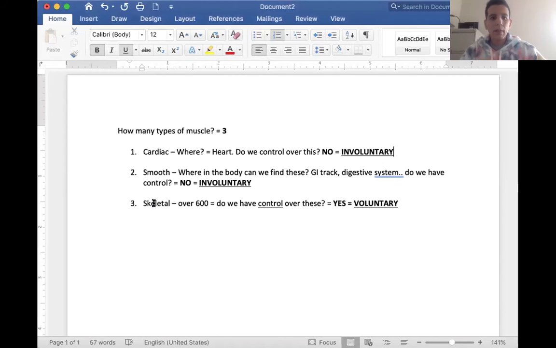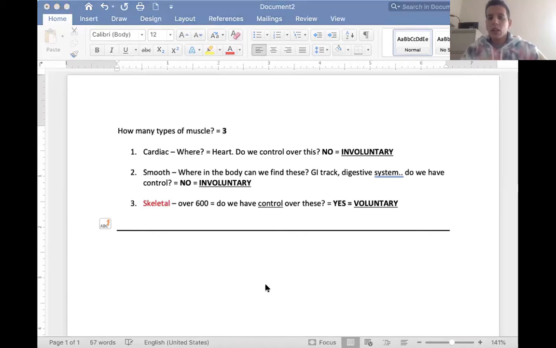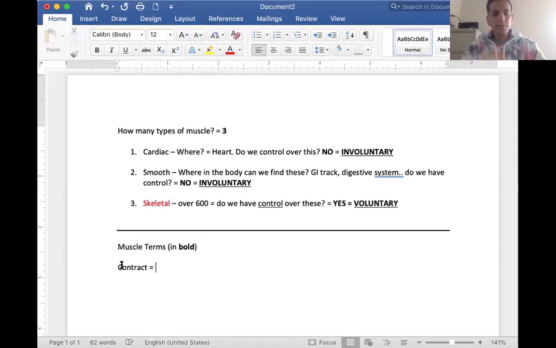Okay. So remember, skeletal muscle is usually what we think of when we're thinking muscles. There are a few muscle terms that I'd like to talk about. All right. The first one is contract. Does anybody know the definition? It's one word. What does the word contract mean? Anyone? And don't look it up. If you don't know, I don't want you to Google it. I just want to know, what do you think?